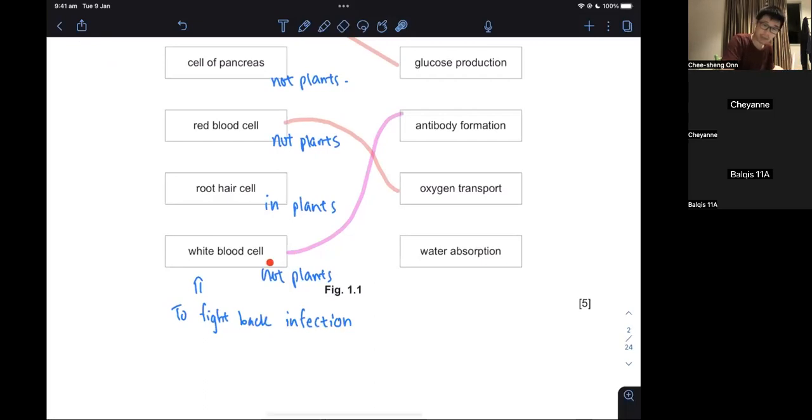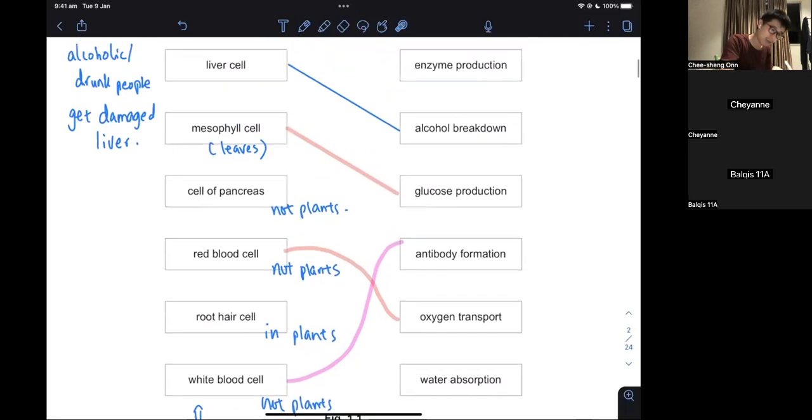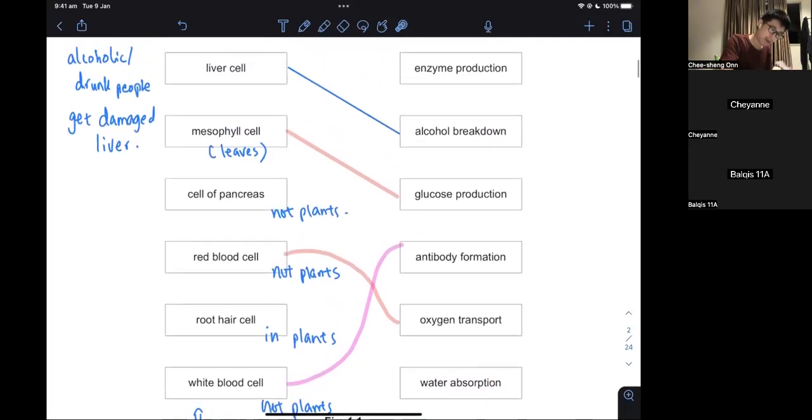White blood cell is your body antivirus. Like a computer has antivirus, white blood cell is in the body. It tries to create antibody in order to dispel and also fight all those bacteria and whatnot. Now we're left between enzyme production and water absorption. So what is root hair cell for about this? Water absorption. That one is quite obvious. So root hair cell doesn't cause you to produce enzymes, and pancreas produces the enzyme.